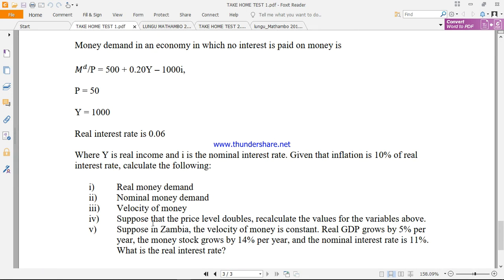You're welcome. Suppose that the price level doubles, recalculate the values for the variables above. So what if the price is now 100? It doubles from 50, so 50 times 2 is 100 kwacha. The prices have doubled, a 100% increase. So let's recalculate the values for the variables above. What they mean is, now that the price level has adjusted to 100 kwacha, calculate the real money demand, the nominal money, and the velocity. That's what they mean.